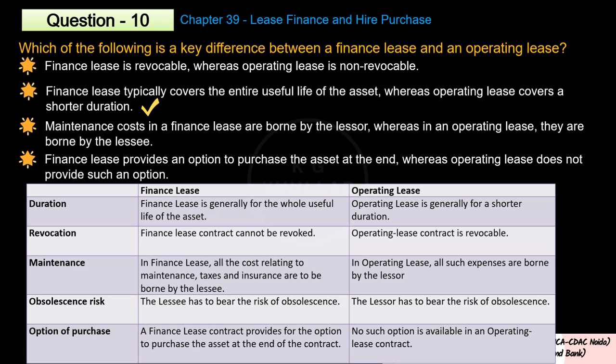On the other hand, an operating lease is usually short-term, often shorter than the asset's total useful life. Now this makes operating lease more flexible and generally cancelable with notice, providing businesses the option to return or upgrade assets frequently without the obligation of long-term commitment. Also note, in an operating lease, the lessor retains the risk associated with the asset, including maintenance and obsolescence risk. Last but not the least, because lease period is shorter, the asset is typically leased multiple times during its lifespan.